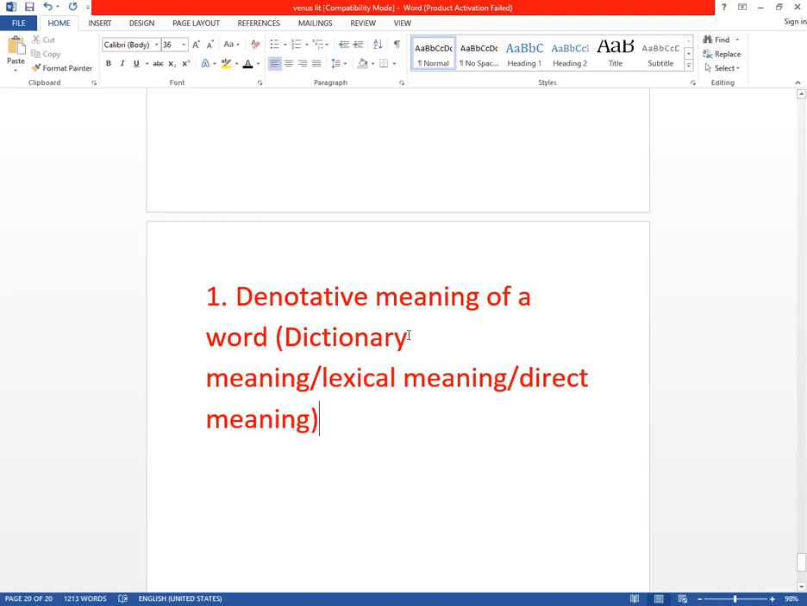Denotative meaning of a word means meaning of a word given in a dictionary. What the dictionary defines is what we call denotative meaning.